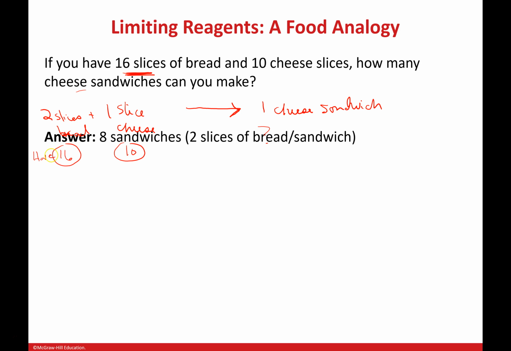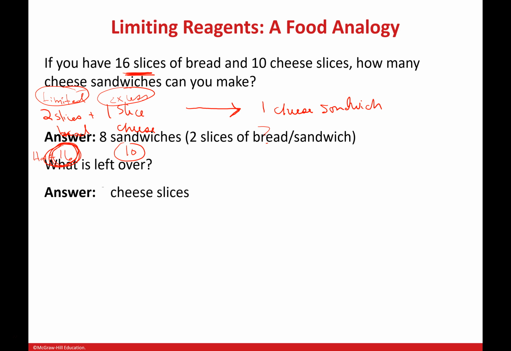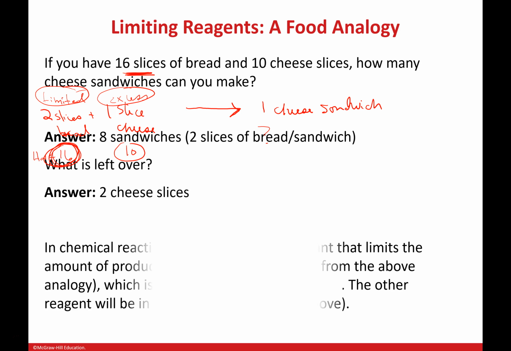But the reason you said 8 is that we are going to run out of our bread first. I guess you would say that our bread is limited. Okay, and our cheese is excess. Cool. You got it. So what's left over? How much cheese is left over? 2. Yep. 2 slices are left. You got it. Exactly.